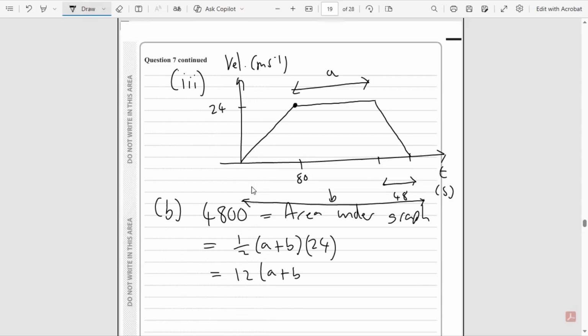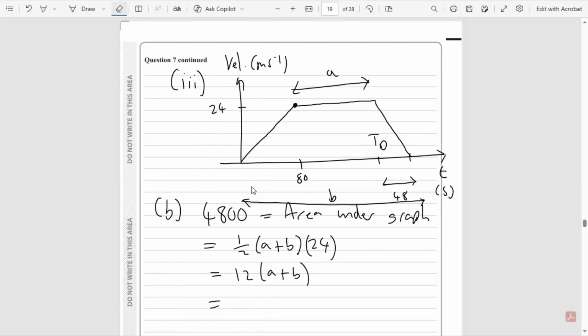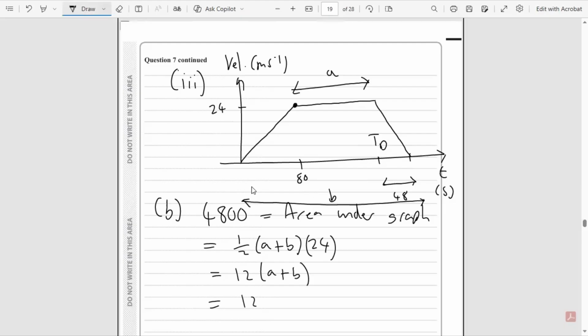Now, what I'm going to do is call this time here time D, the time when we start decelerating. So let's do that. Let's call that time for deceleration. So that means that the base of this trapezium is going to be the time that we take in order for us to start decelerating plus 48. So let's write that down here then. So 12 multiplied by time of deceleration plus the 48.